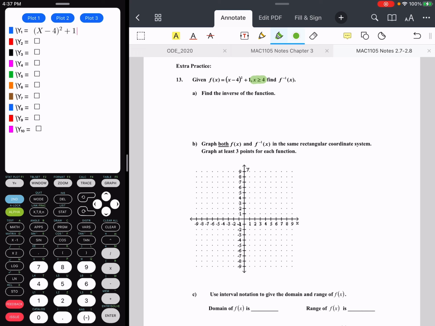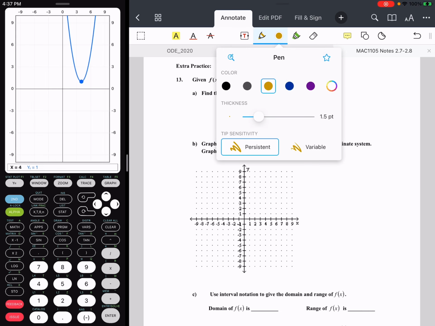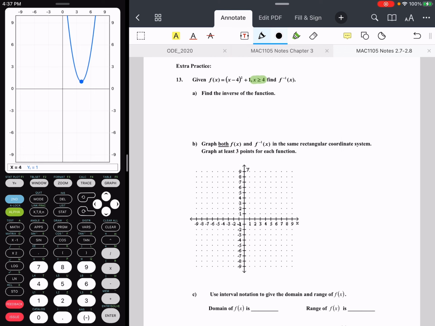I've already got it in there. So (x minus 4) squared plus 1. Let's take a look at the graph. And if I were to graph the entire parabola, it would have the vertex at (4, 1). 1, 2, 3, 4, 1, 2. So it looks something like that, quick and dirty sketch.